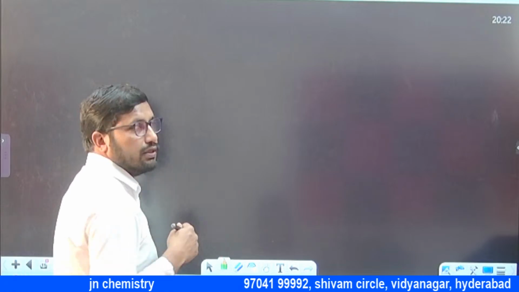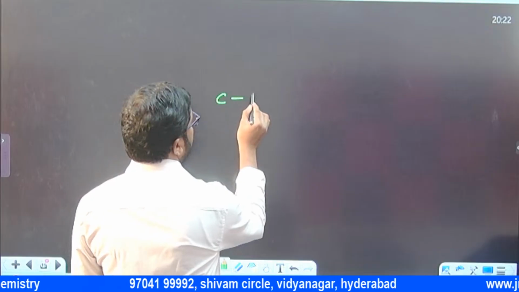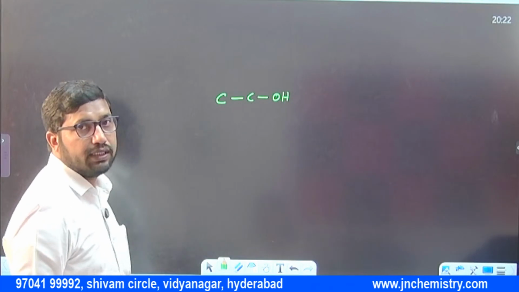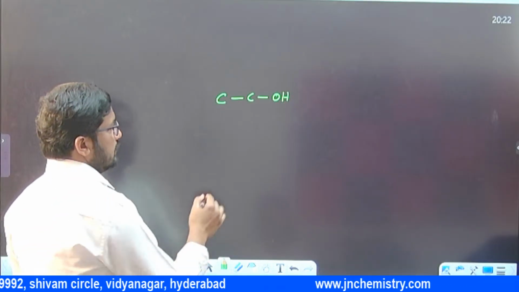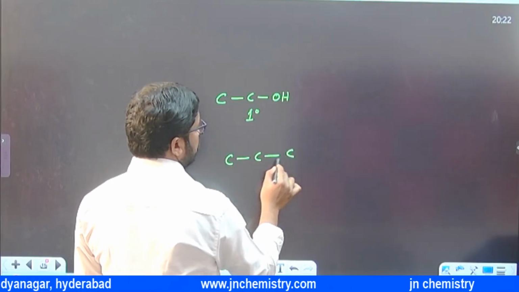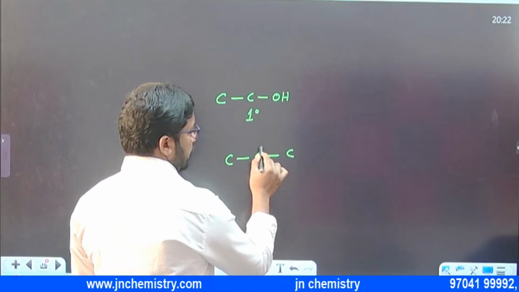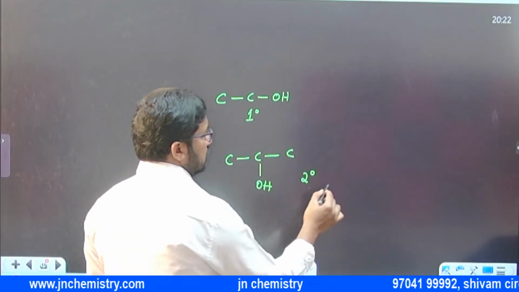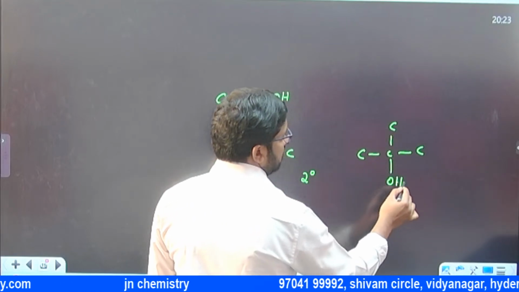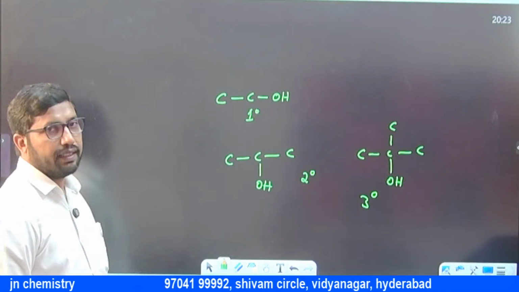Right. See, even alcohols are also primary alcohols, secondary alcohols, tertiary alcohols. So same like that of alkyl halides. If the carbon attached to the OH group is a primary carbon, this is a primary alcohol. If it is attached to a secondary, 2-degree carbon, it is a secondary alcohol. If it is attached to a 3-degree carbon, it is a tertiary alcohol. Primary alcohol, secondary alcohol, tertiary alcohol. Write it down.